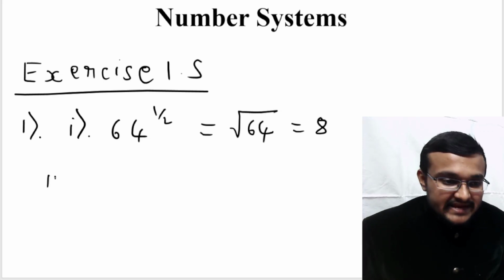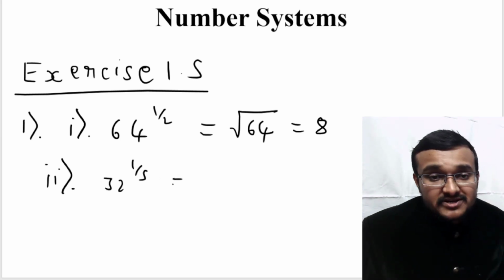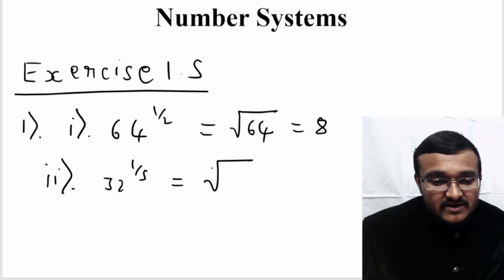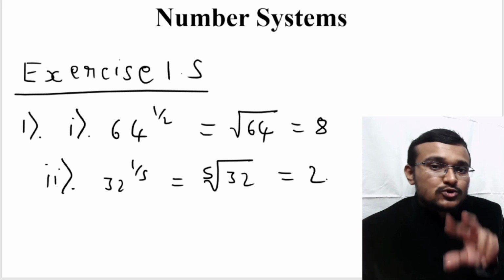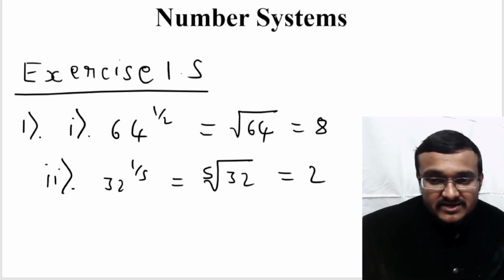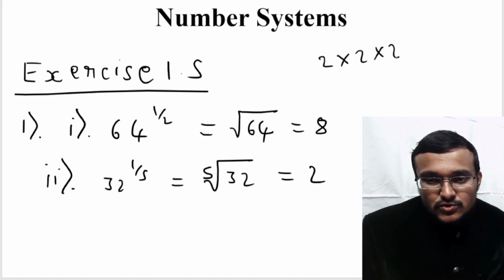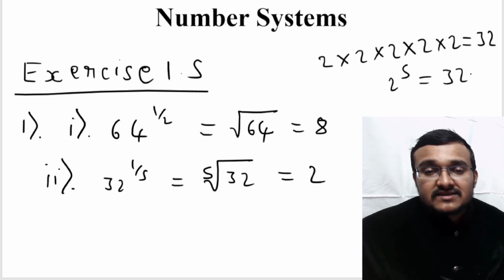Now coming to the second question, here you have 32 power 1 by 5. So 32 power 1 by 5 is nothing but fifth root of 32. So fifth root of 32 is nothing but 2, because 2 2s are 4, 4 2s are 8, 8 2s are 16, 16 2s are 32. So that means 2 into 2 into 2 into 2 into 2 is equal to 32. So you have 2 power 5, that is 32.